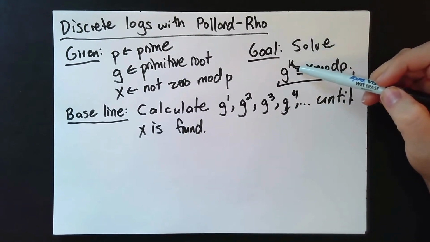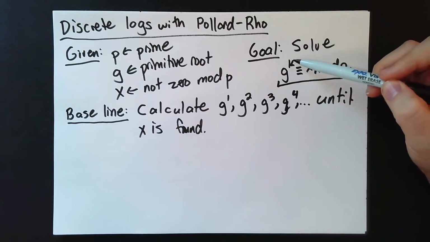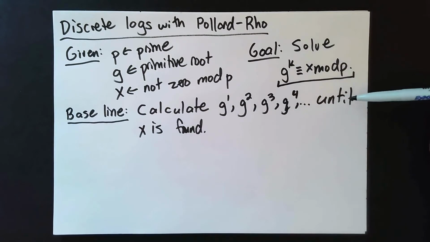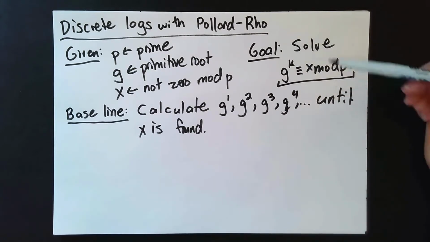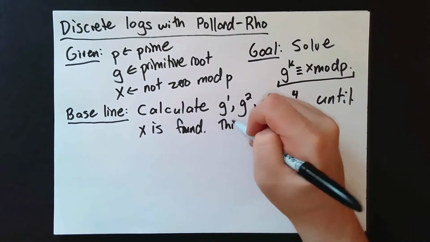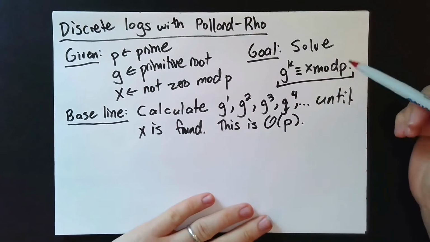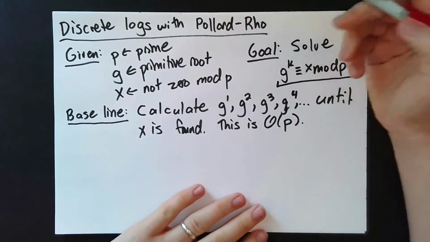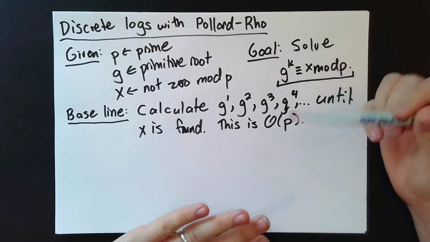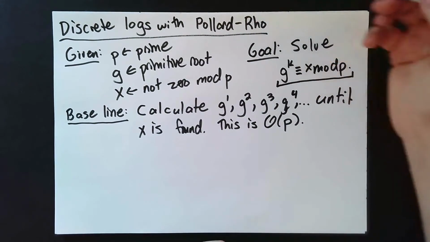There are p minus 1 possible values of k. And so, on average, I'll succeed after trying half of them. So the number of steps I expect here is roughly p over 2, but ultimately the point is this is O of p. Our goal with the Pollard rho discrete log algorithm is to chop this down from O of p to O of square root of p. And we're going to do that by looking for a particular kind of collision.